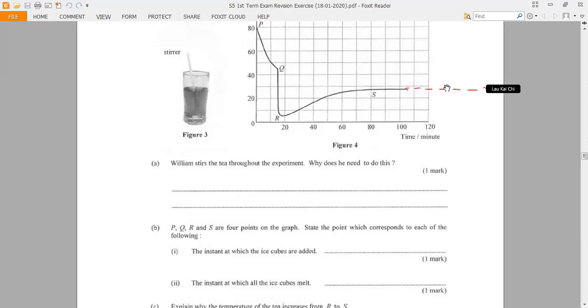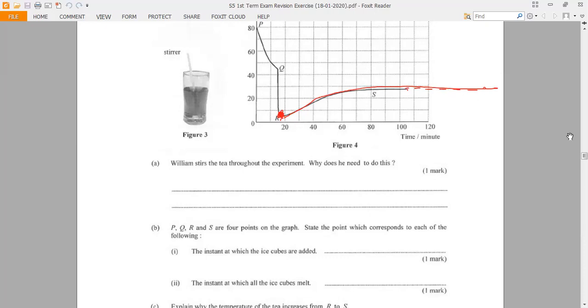So if you mention what is happening from R to S, you will say that the room temperature is higher than the tea temperature at R. That's why it absorbs energy from the surrounding until it reaches the room temperature. Okay, so that's the answer for part C.